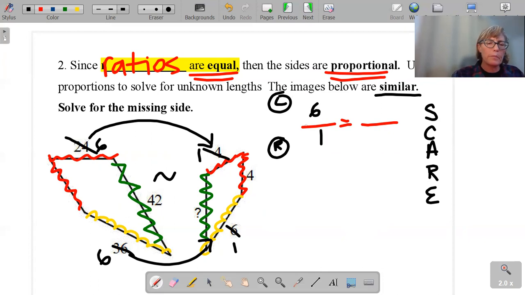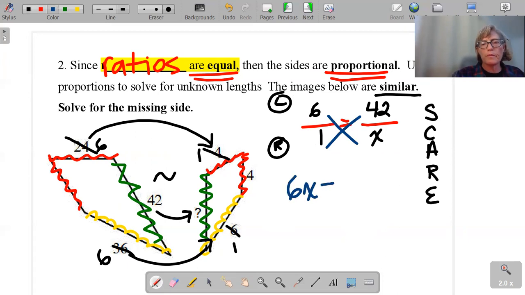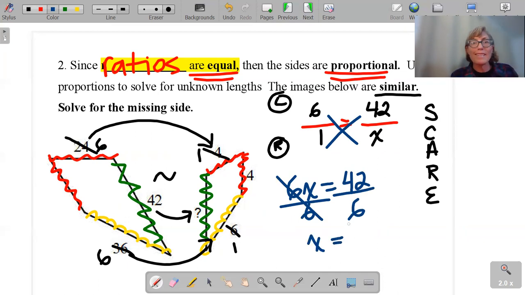ratio. So to solve, left to right, 42 over x. Cross multiply. X equals 7.